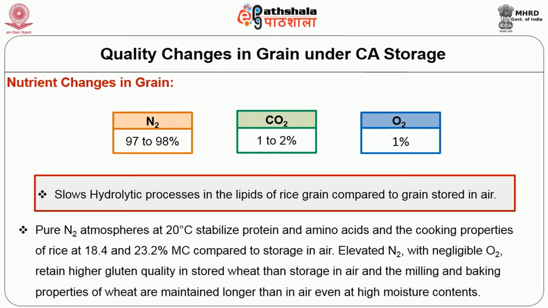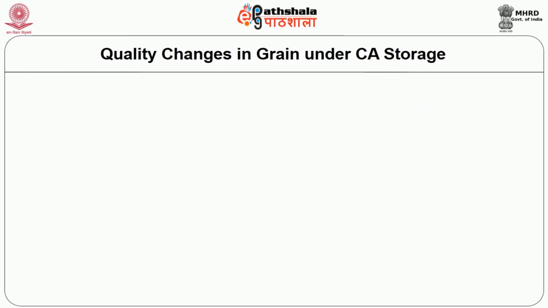Elevated nitrogen with negligible oxygen retains higher gluten quality in stored wheat than storage in air, and the milling and baking properties of wheat are maintained longer than in air even at high moisture contents.